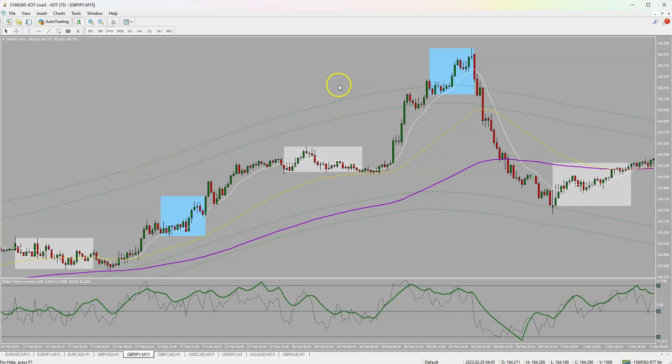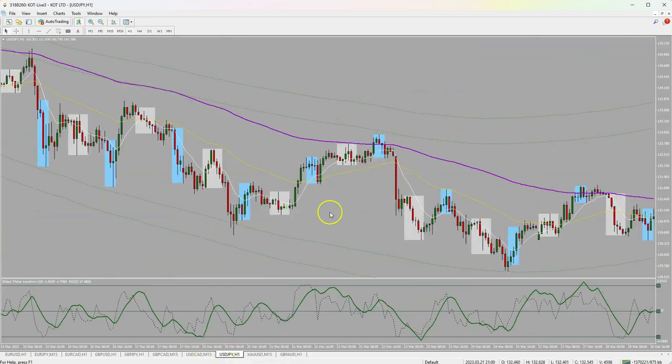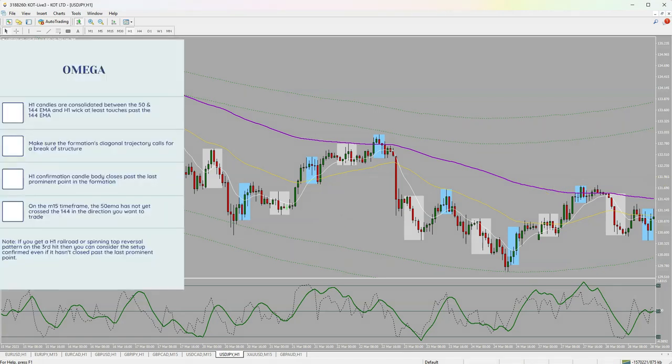And I want to show y'all a few examples of a different way that you can say an Omega trade is confirmed. So let's take a look over here. And this brings me down to the very last rule, or the note at the bottom of the checklist.